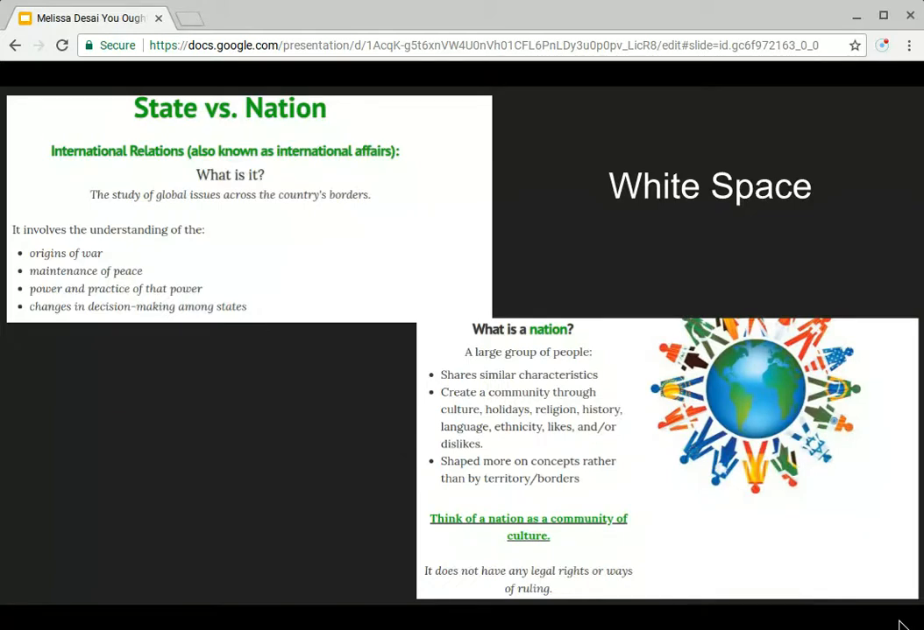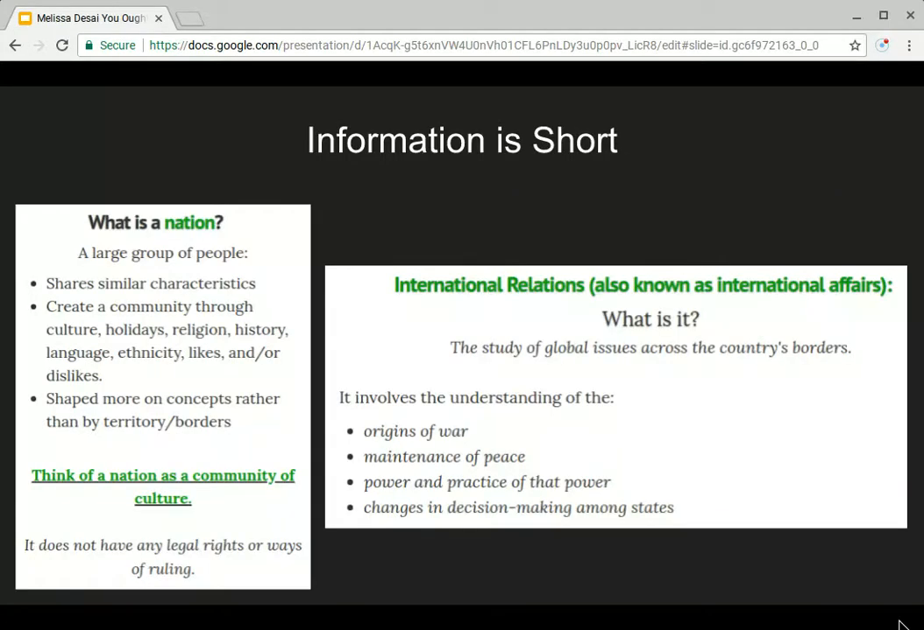Here we see that I have included lots of white space in my webpage. This helps my webpage look clean, easy to read, and will reduce the look of too much information and clutter. These two screenshots provide evidence that my information is short and does not include any fluff, so that my readers get the specific points I'm trying to make, and that is all.